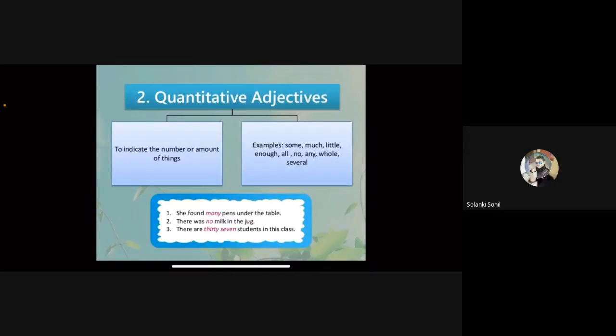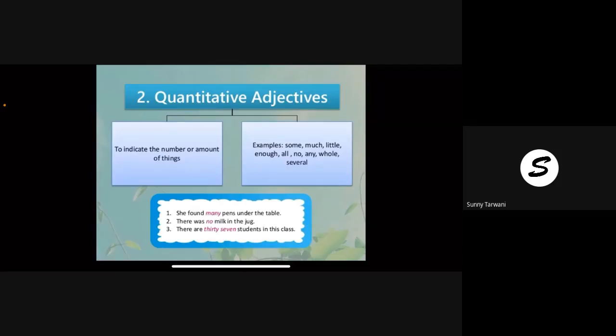Quantitative adjectives indicate the number or amount of things. Examples: some, much, little, enough, all, no, any, whole, several. She found many pens under the table. There was no milk in the jug. There are 37 students in this class. Okay, so when you want to describe the quantity, here's the question: how much or how many? Both are there. For uncountable nouns, we ask how much. For countables, we ask how many. So in the first sentence you see pens, countable, milk, uncountable, and in the third sentence, students, countable.